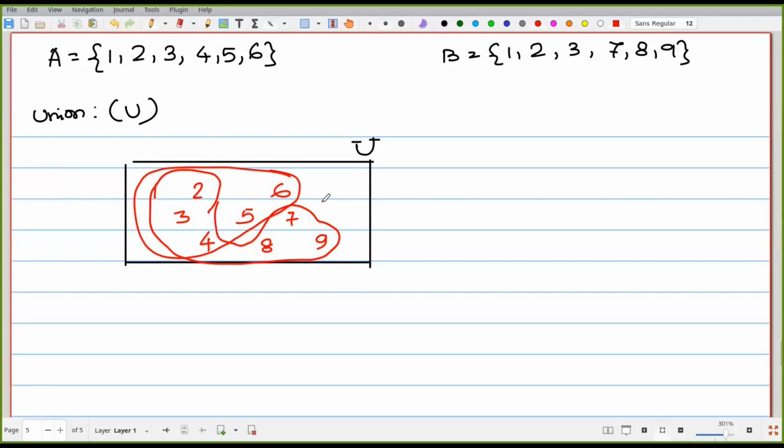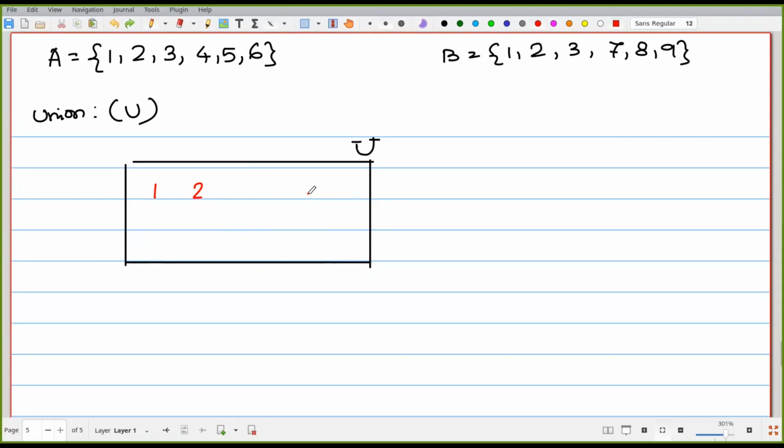That is a wrong representation. So try to draw it in that way. That means there may be some overlap or some common elements. So the first one is called A, the second one is called B. Now write down the elements there if required.